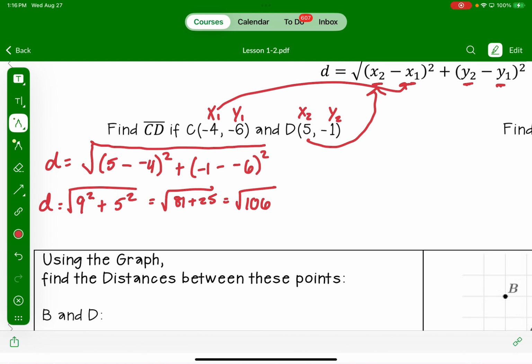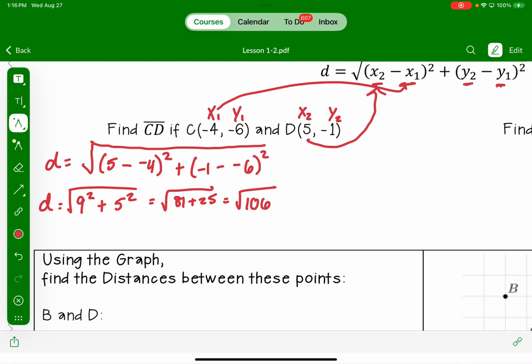Can that be simplified further? Good. So the next thing we check, right? We just practiced this in unit 0. Since we're not using a calculator, we would want to check, does this have any factor pairs? And the answer is no, it does not. So this is the final answer.